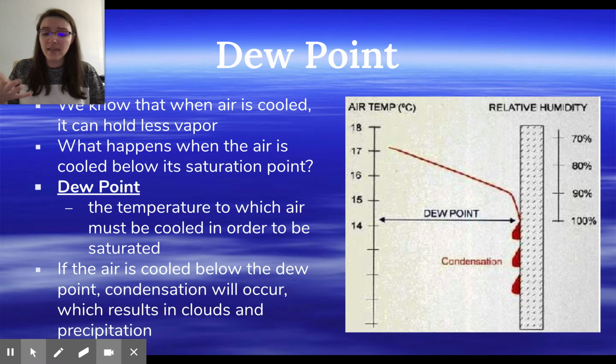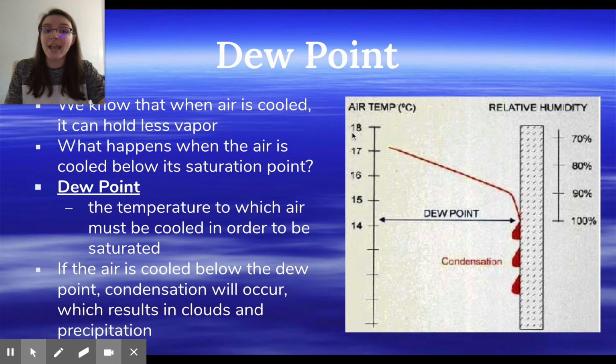There's another thing that can help figure out how muggy it's going to be outside on a given day, and that is the dew point. We know that when air is cooled, it can hold less vapor, but when air is cooled below its saturation point, then it's going to condense. So the dew point is the temperature to which air must be cooled in order to be saturated.